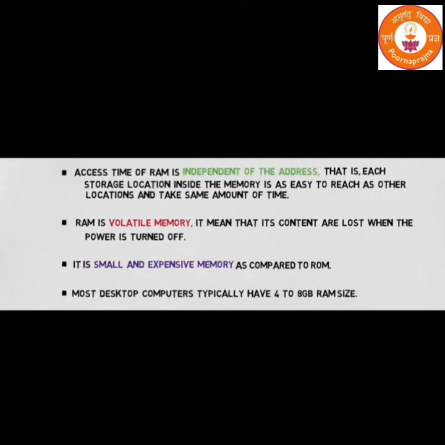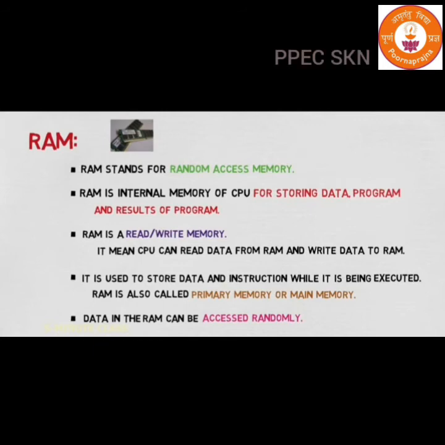Access time of RAM is independent of the address. That is, each storage location inside the memory is as easy to reach as other locations and takes the same amount of time. RAM is volatile memory. It means that its contents are lost when the power is turned off. It is small and expensive memory as compared to read-only memory. Most desktop computers typically have 4 to 8 GB RAM size. These are the details about random access memory.